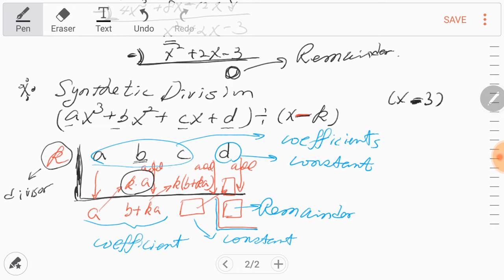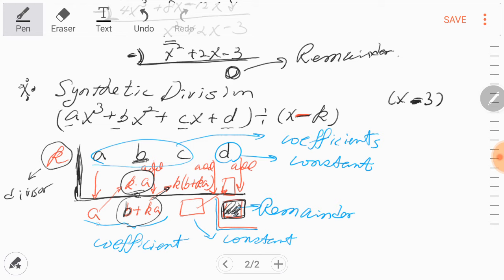And then add the second column. So b and the result, b and ka. Add b and ka right here. And next, multiply this k by this addition, b plus ka, and then write it on the second line. And so on. So the last one is the remainder, the remainder of the division.